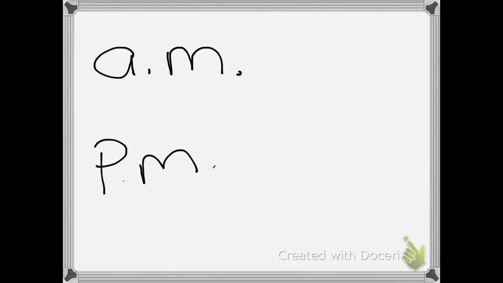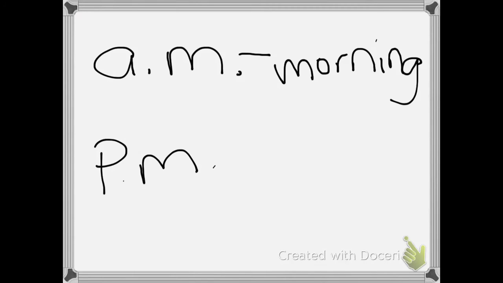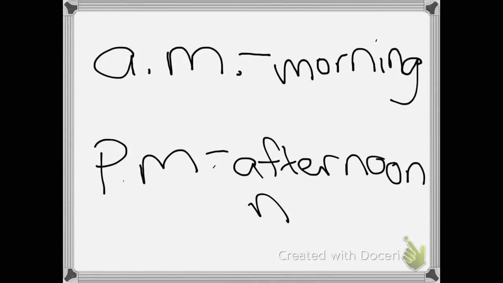When we're telling time, the first time that the hour hand goes around the 12 hours, we call that AM. That means it's morning. And PM means that it's afternoon or night.